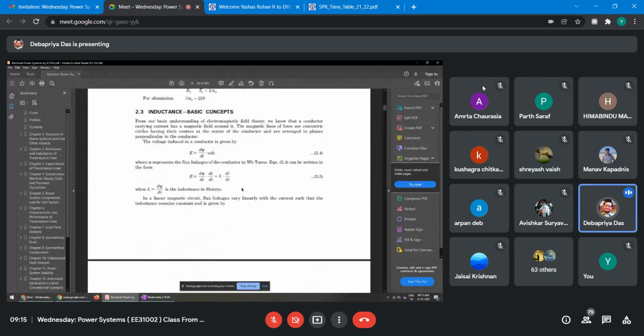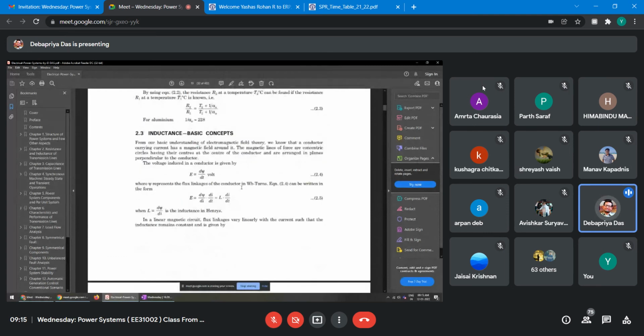Inductance. So from our basic understanding of electromagnetic field theory, we know that a conductor carrying current has a magnetic field around it. Suppose you take a conductor vertically, or put your pen vertically and wrap it with your right hand. If the thumb is the direction of the current, then the direction of the flux will be the other four fingers. That is, it will be anti-clockwise, right?